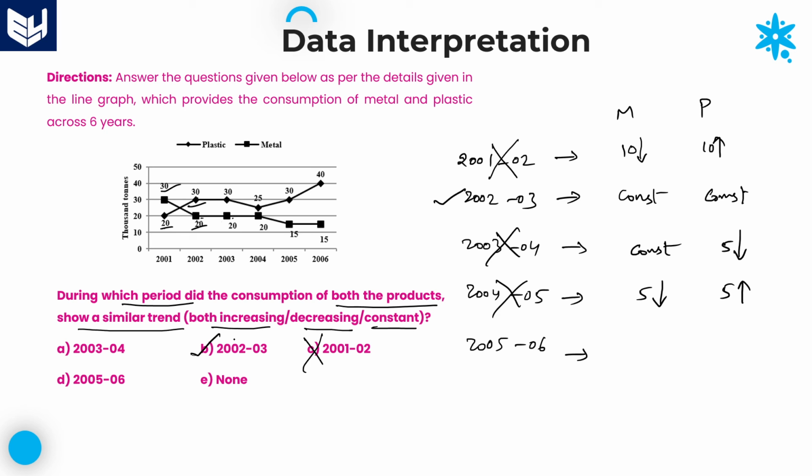And next 2005 and 2006. From 2005 to 2006, metal is constant, but plastic is increased by 10. So this is also not a similar trend. So our required answer is 2002 to 2003. In this time period, both the values are constant. That is option B. Option B is the right answer for this question. You can eliminate the remaining options as well.